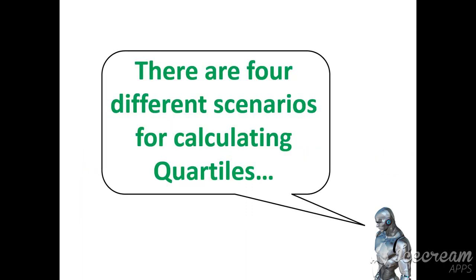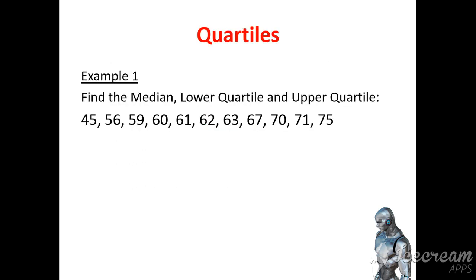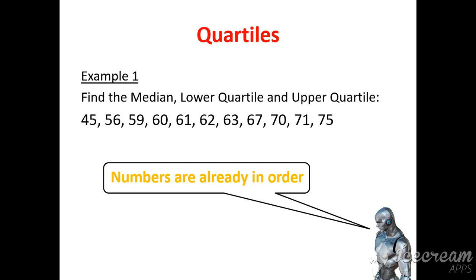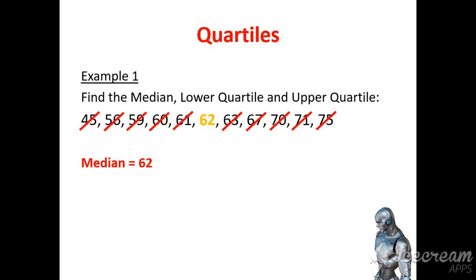Now there are 4 different scenarios for calculating quartiles. We're only going to have time in this video to focus on the first 2, and in the second video, you can look at the second 2. Here's example 1, scenario 1. Find the median, lower quartile, and upper quartile for this set of data. The numbers are in order, so now we just need to count in and find the middle number. The middle number happens to be 62. That's our median. Now let's find our lower group. All the numbers to the left of 62 are in the lower group, all the numbers to the right are in the upper group. Let's focus on that lower group and find that middle number.